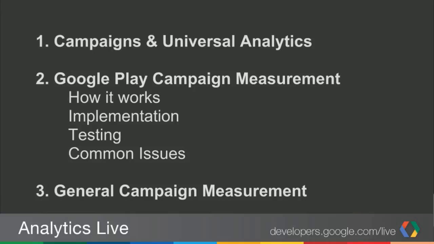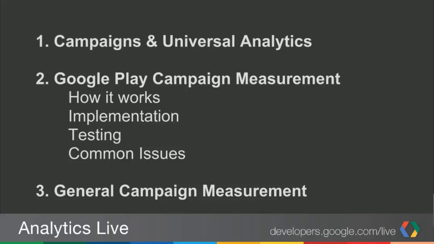I'll then walk through how Google Play campaign measurement works. This is really the main use case for most people doing attribution on Android: tracking installs from Google Play Store and being able to attribute those back to campaigns or other marketing efforts. I'll show you how that works and how to implement it. It's actually really simple. I'll show you how you can test it to make sure it's working before you publish your app, which is always a good thing. Then I'll also show you a couple of common issues that I hear about a lot that you can hopefully avoid by taking a look at them in this GDL.